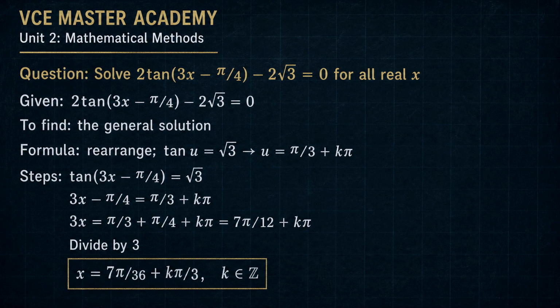Now solve for x. Add pi over 4 to both sides. Pi over 3 plus pi over 4. Use twelfths. 4 twelfths plus 3 twelfths is 7 twelfths. 3x equals 7 pi over 12 plus k pi. Divide everything by 3, including the k pi. x equals 7 pi over 36 plus k pi over 3. k is any integer. The fractions look scary. The method is not. Find one angle. Copy the family. Solve for x. Add k. This is the question that separates students at 8R level, and you just did it.